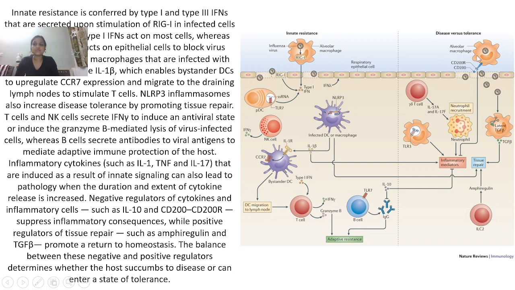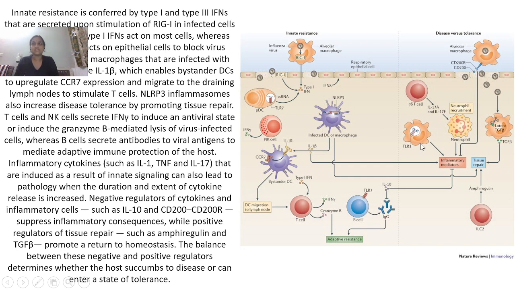For example, here you can see the alveolar macrophage, which is expressing the CD200 receptor. There is secretion of the negative regulator, the CD200, which is interacting with this, and then there is inhibition of these inflammatory mediators, because too much excess inflammation is not good for the host cells. So you need to stop the response also. This is done by these anti-inflammatory cytokines.